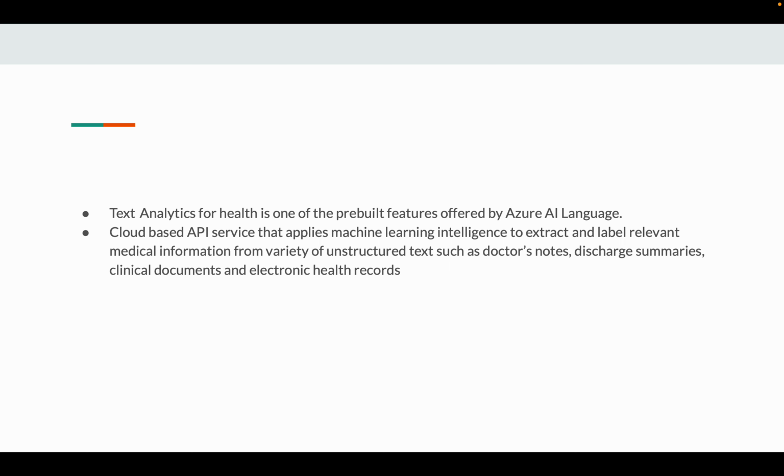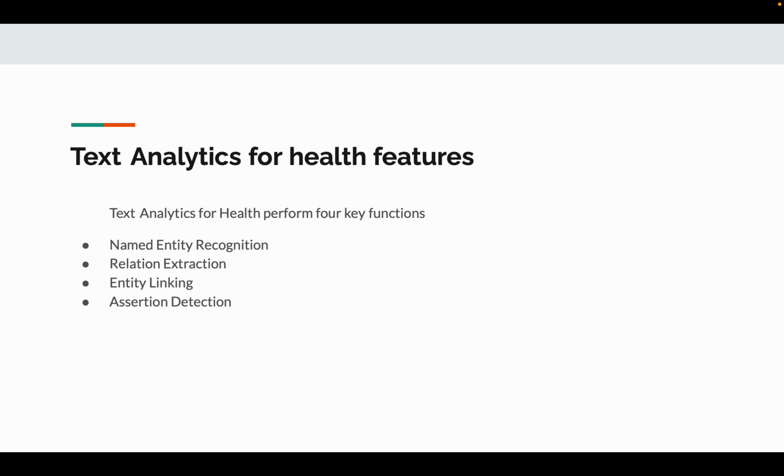So Text Analytics for Health is basically used to extract entities or labels, summarize, or apply medical codes to different medical records. It's like doctor summaries, discharge summaries and clinical notes, etc.